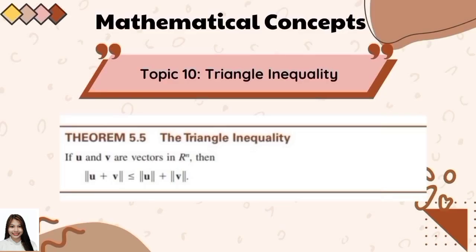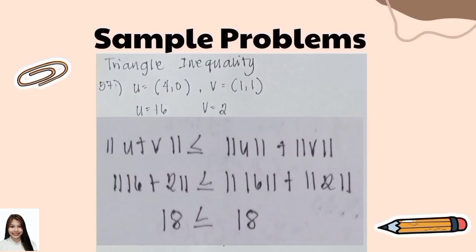Topic number 10, we have the triangle inequality. By Theorem 5.5, the triangle inequality states that if u and v are vectors in R^n, then the absolute value of u plus v is less than or equal to the absolute value of u plus the absolute value of v. For example, we have u equal to (4, 0) and v equal to (1, 1). The absolute value of u is 4 and of v is square root of 2.